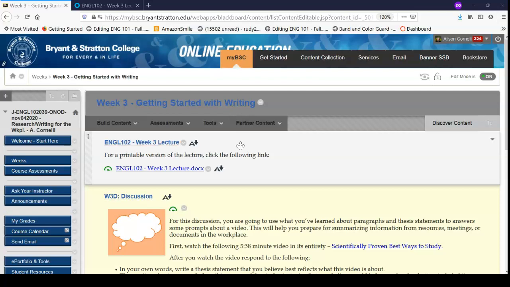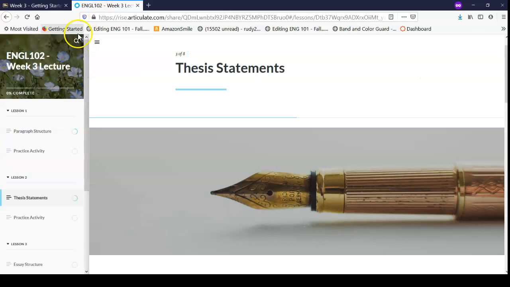So you can write that later in this course and then when you move on to other courses in your college career. So I have it pulled up here. Of course, each week you want to start with the lecture because that's going to be the information that you need to do your best on all the assignments. So week 3, it starts off with paragraph structure.